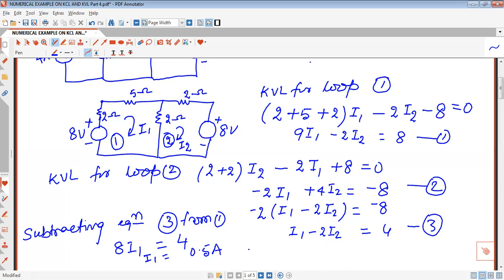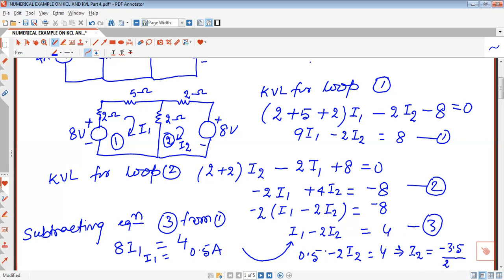So from here we use this relation in this equation. It is 0.5 minus 2I2 equal to 4. So I2 will be equal to minus 3.5 divided by 2.